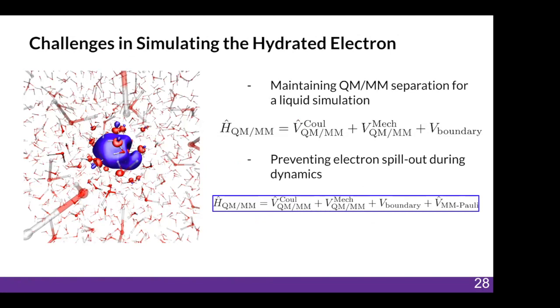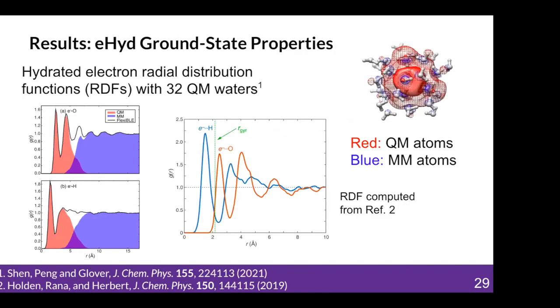And so this is the key result of our methodological developments: this modified QM/MM Hamiltonian that includes traditional electrostatic and mechanical embedding, a rescaled short-range part, a classical boundary potential between QM and MM atoms, and a new operator on the electronic degrees of freedom that is meant to mimic Pauli repulsion from the MM environment. Now I'd like to show some results for dynamics of the hydrated electron.